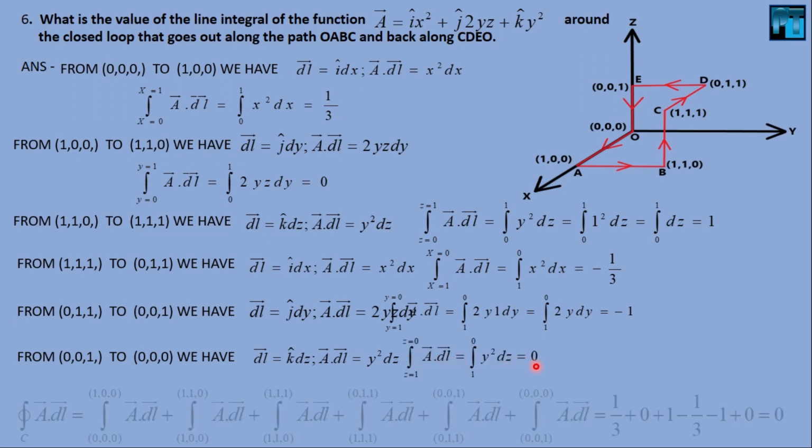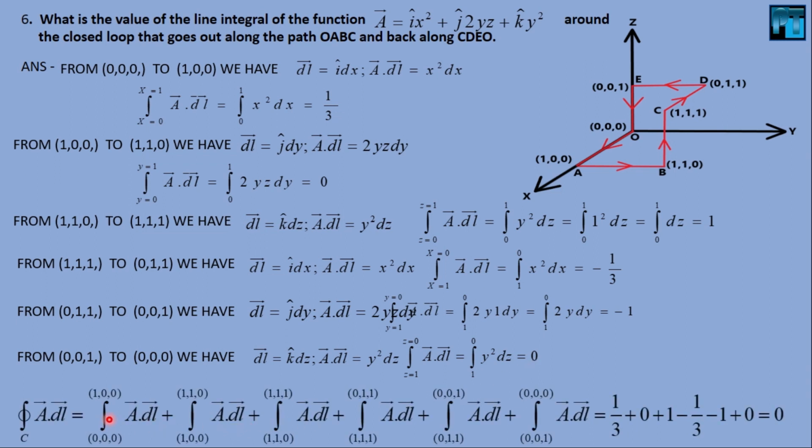Okay, so we have our 1, 2, 3, 4, 5, 6 integrals. Among them 2 are 0 and the others cancel out each other, and the closed line integral is 0. What does it signify? It signifies that A is a conservative vector. You can check for yourself whether del cross A equals 0 or not.